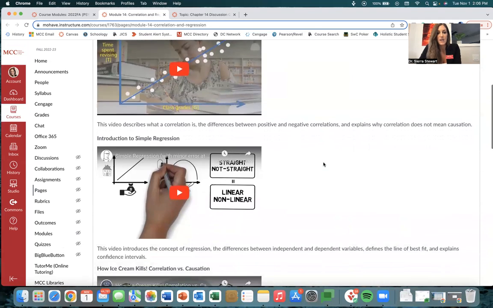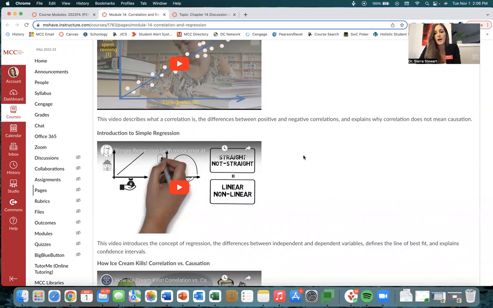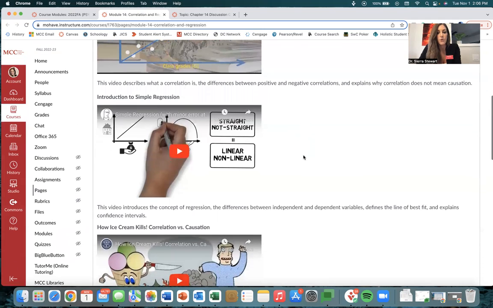And then the second video looks at regression. A regression is really trying to determine the strength of the relationship between one dependent variable and a series of other variables, which would be the independent variables. So this video goes over what a regression is, the differences between the independent and dependent variables, and then the line of fit, which we'll get into as well.